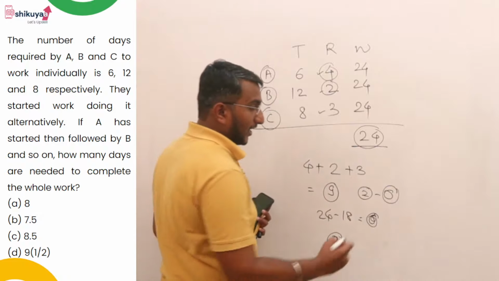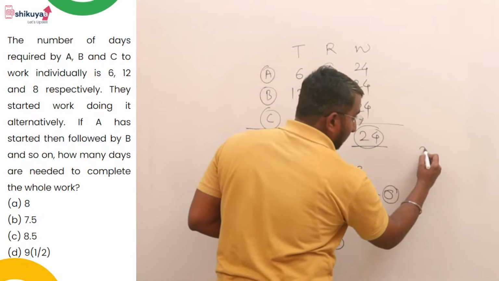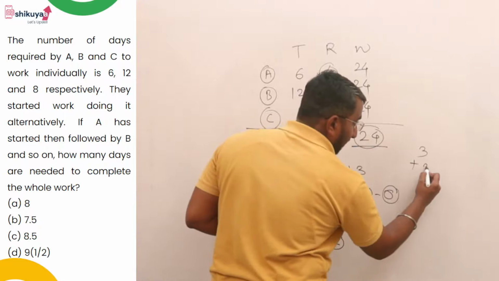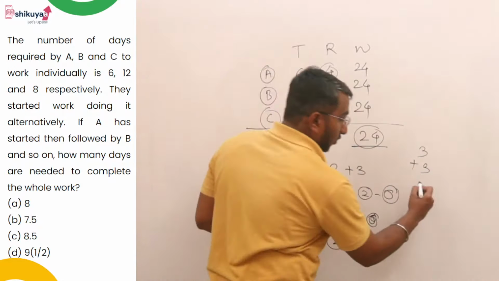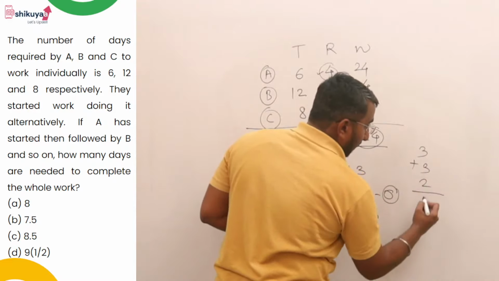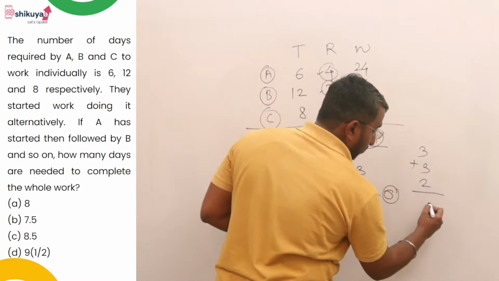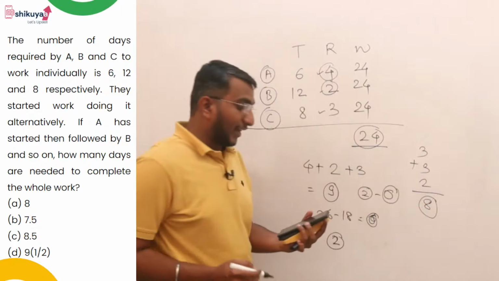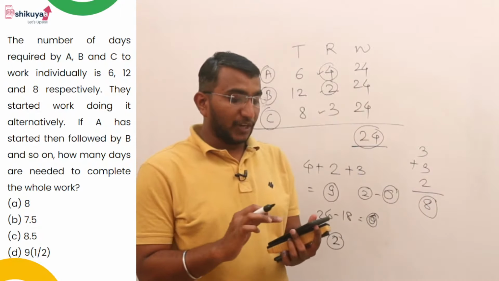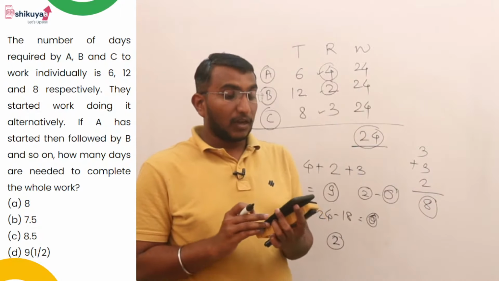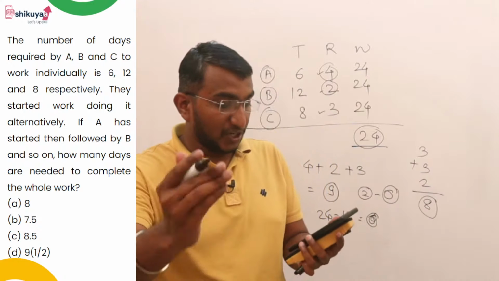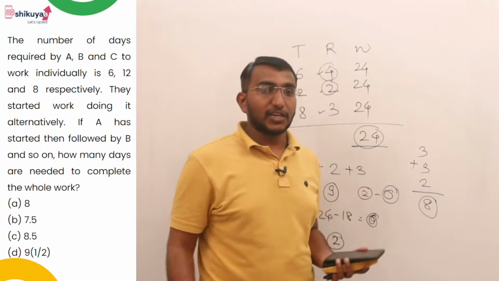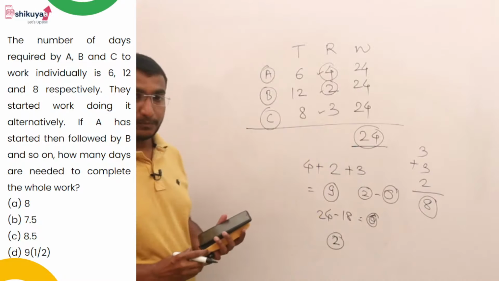So how many days are required? In the first iteration 3 days, in the second iteration 3 days, and in the third half iteration 2 days. So how much total? It is 3 plus 3 is 6, plus 2 is 8 days. 8 days are required to finish the work when they work alternatively. So the answer for this question is given in option A, that is 8. I hope you all have understood.